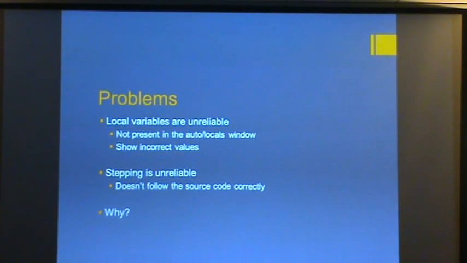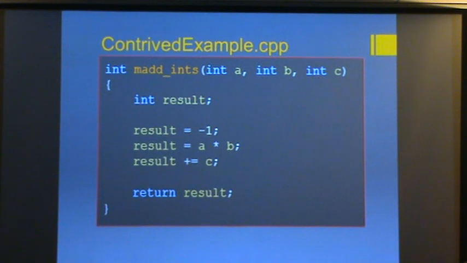So the problems that you are presented with when you're dealing with optimized code is that local variables in your functions are no longer reliable. They may or may not exist as far as the debugger is concerned. In the best case, the debugger just won't show them. In the worst case, the debugger will show them with incorrect values. And secondly, stepping's unreliable. It doesn't follow the source code as it should. It will jump around wildly all over the place. So why does this happen?